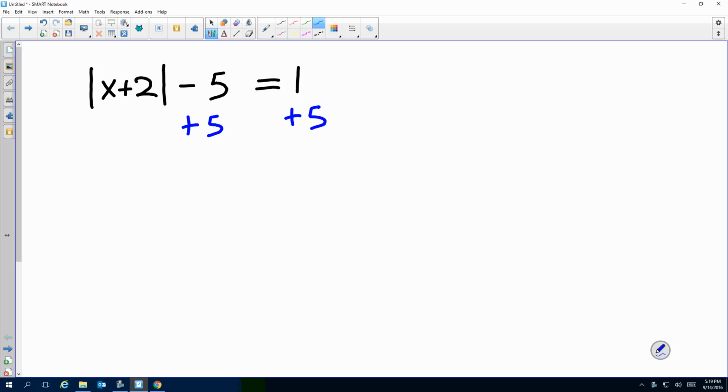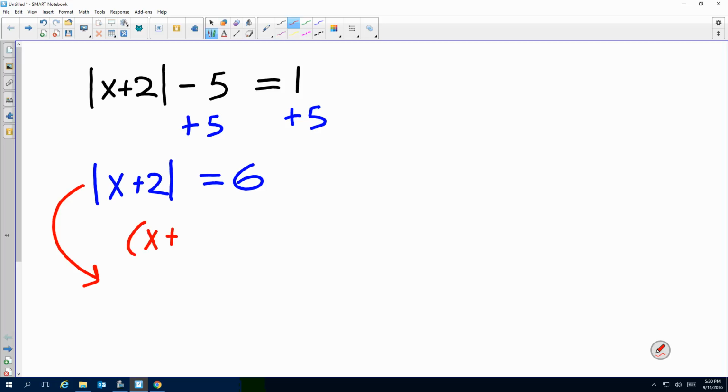Start by taking away that 5, okay? This will give me the absolute value of x plus 2 is now equal to 6. This is good. Now, once we're down to just an absolute value equation and an equal sign, we know that we need to make two different equations. I need to make the equation x plus 2 is equal to 6, and I need to make the equation that negative (x plus 2) is equal to 6, okay?